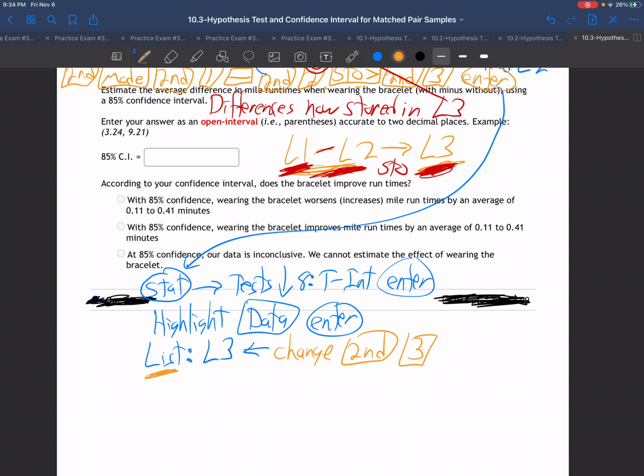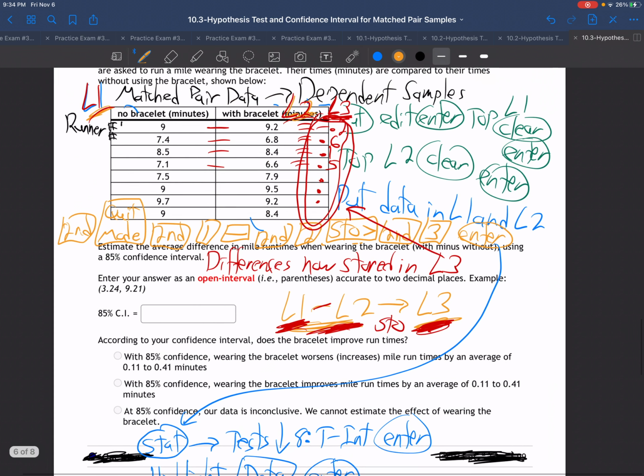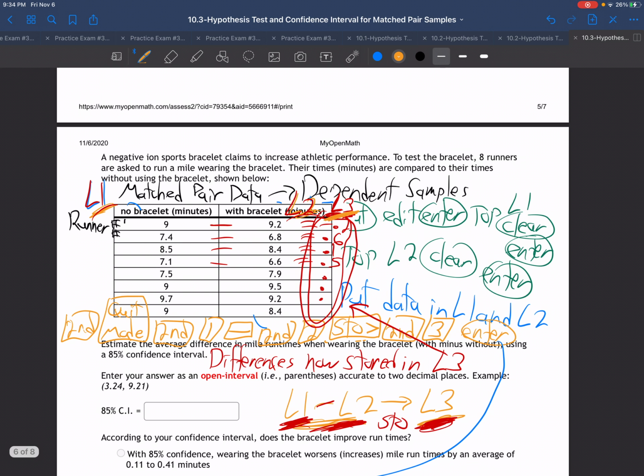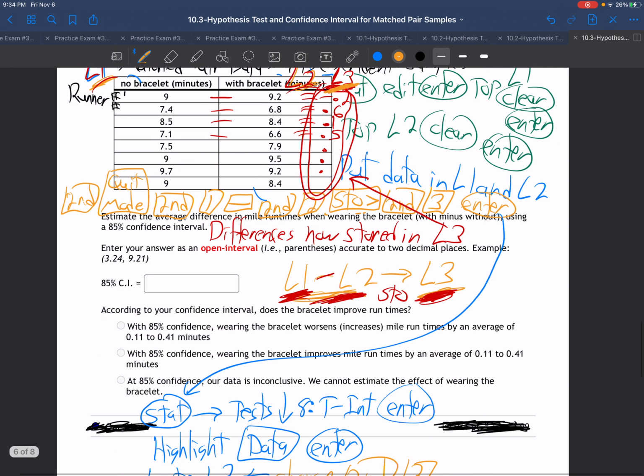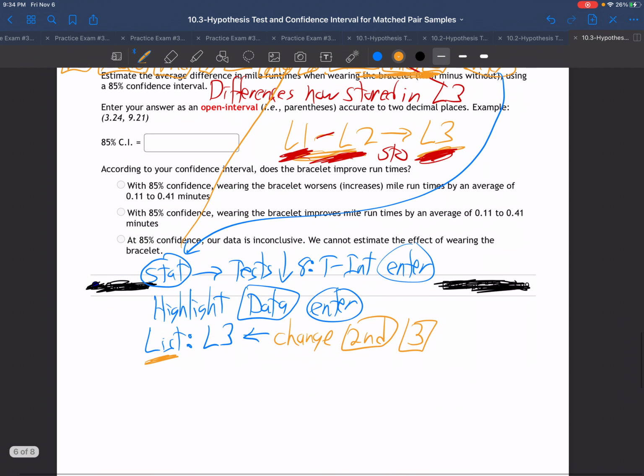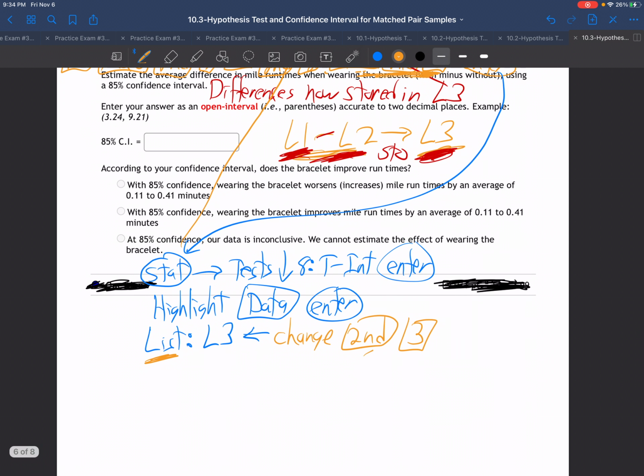The list that we want the calculator to work on and analyze for us is now here in L3, right? That's where all the differences are. We stored them all in L3 when we did these entries here. So that's what you want to do. You have to hit second 3 there when you get down to list, and it'll pop an L3 in there. All right, and then the rest of the stuff is just normal.